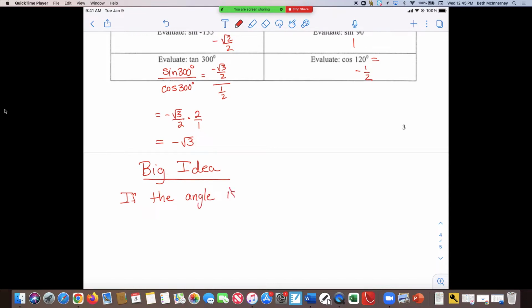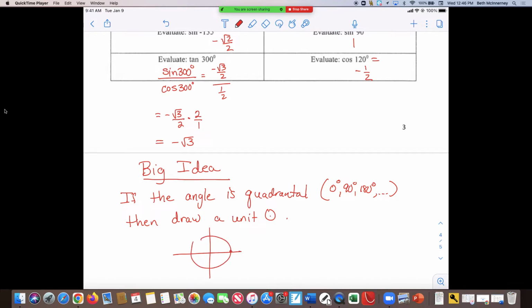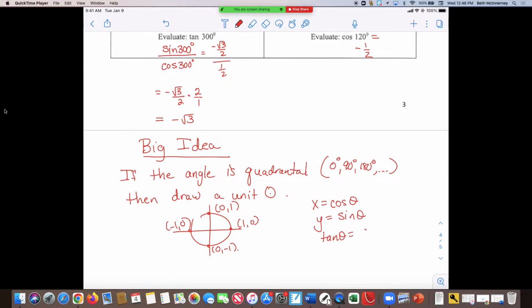If the angle is quadrantal, does anybody remember what quadrantal meant? If it's on the axes, good job. So that was like 0, 90, 180, and so on. Then draw a unit circle. X is cosine of the angle. Y is sine of the angle. And tangent is sine over cosine.